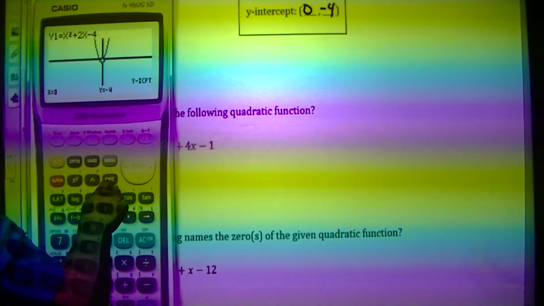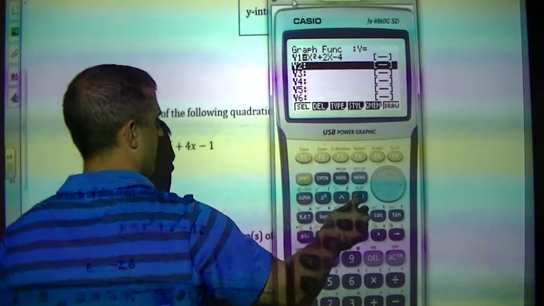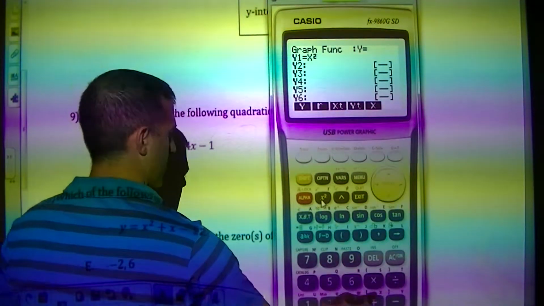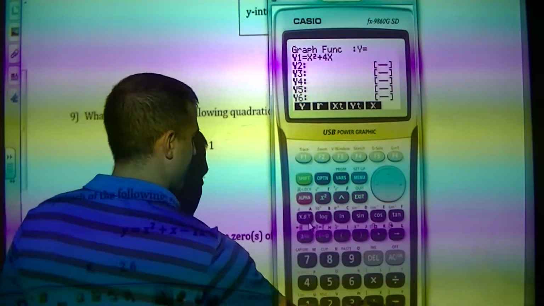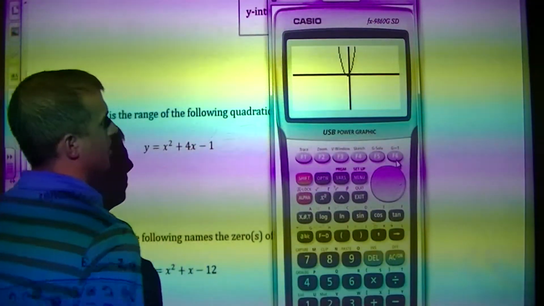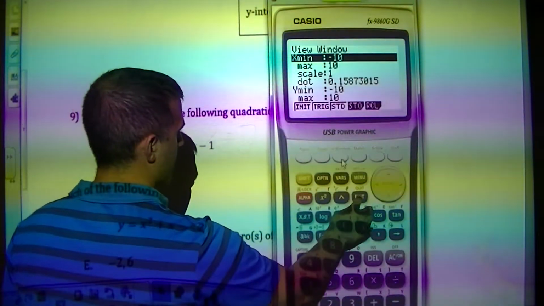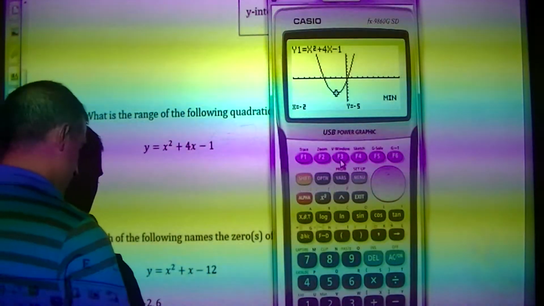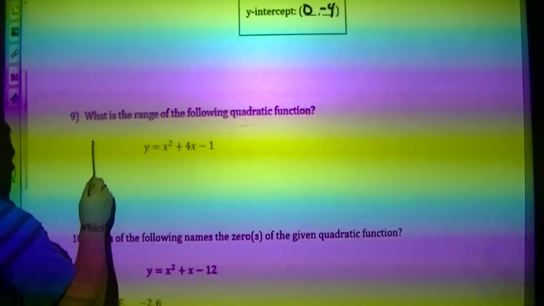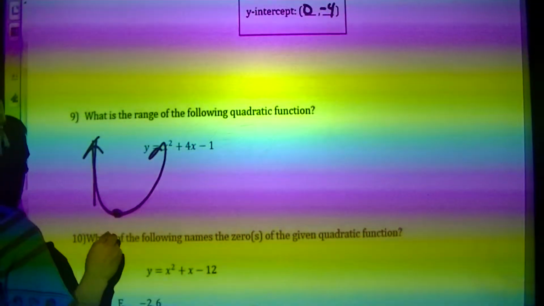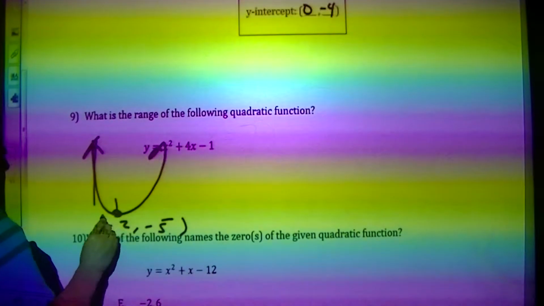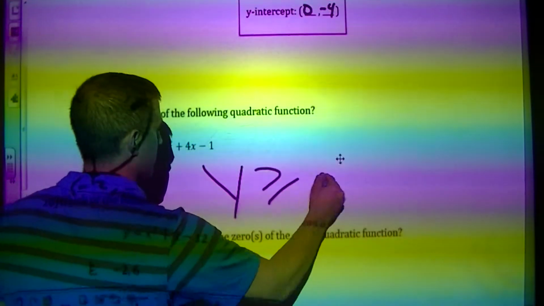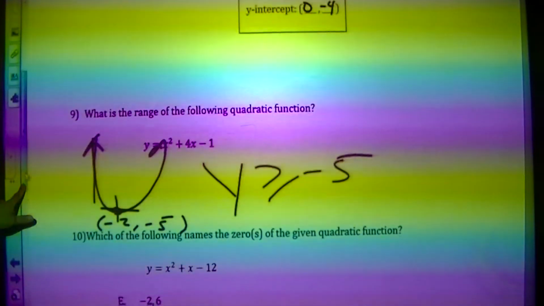Once again, I'm going to go in here and delete that. I got x squared plus 4x minus 1, draw, F3, exit draw. I'm going to do a G-solve, picking minimum, so I get -2, -5. As you can see, if I'm doing range, everything's above that, so it's going to be y is greater than or equal to -5.